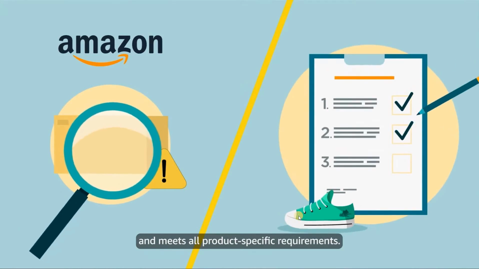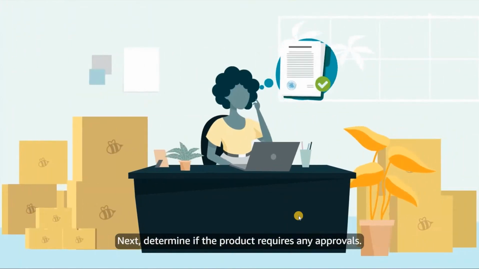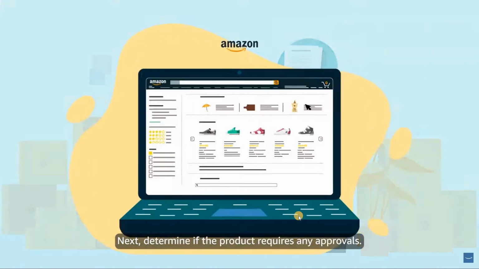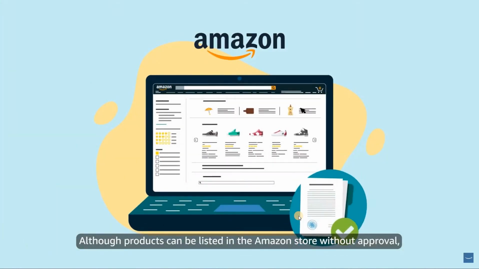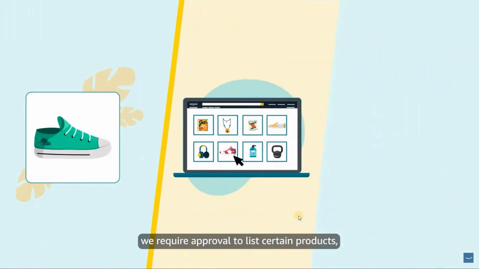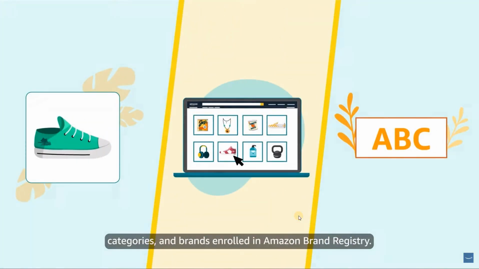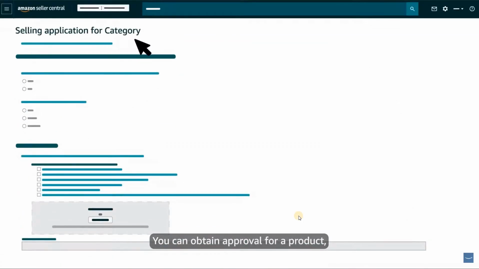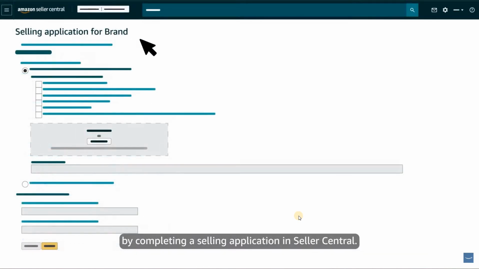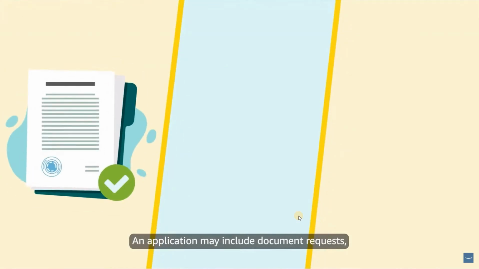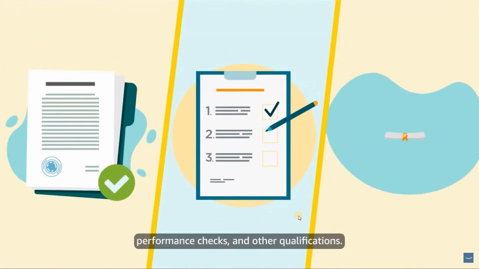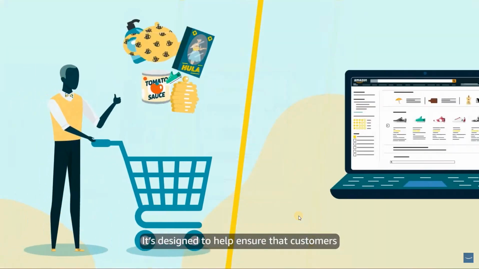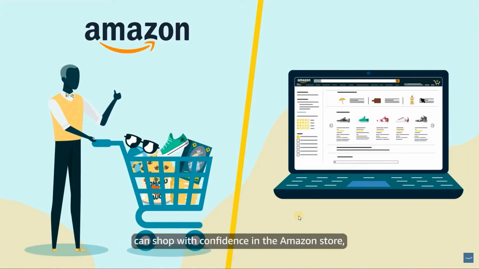Next, determine if the product requires any approvals. Although products can be listed in the Amazon store without approval, we require approval to list certain products, categories, and brands enrolled in Amazon Brand Registry. You can obtain approval for a product, category, or registered brand by completing a selling application in Seller Central. An application may include document requests, performance checks, and other qualifications. It's designed to help ensure that customers can shop with confidence in the Amazon store, knowing that products are safe and authentic.